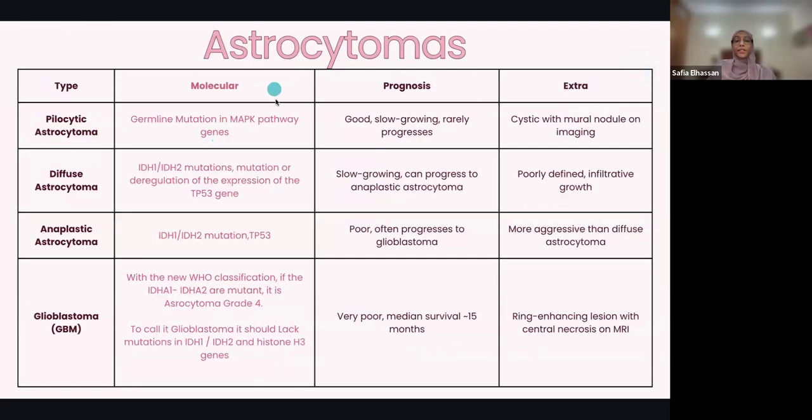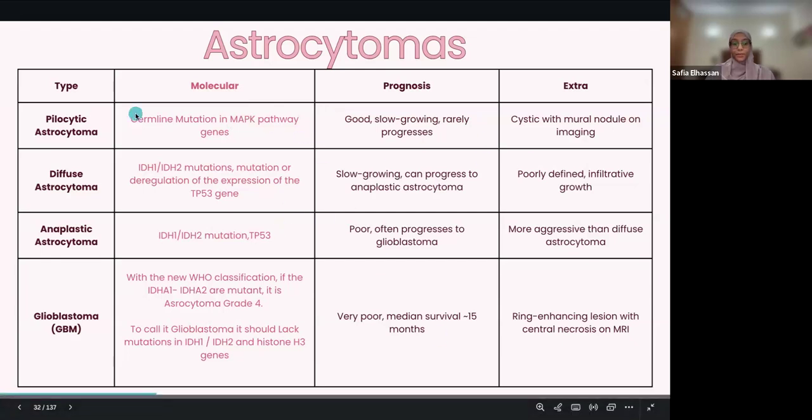Okay, now on to the molecular mutations for every single type of astrocytoma, starting with pilocytic astrocytoma. So these are characterized by germline mutation in the MAPK pathway genes. For diffuse and anaplastic astrocytoma, memorize them together because they have the same mutations, which is IDH1/IDH2 as well as TP53. For glioblastoma, it's a little bit more complex.